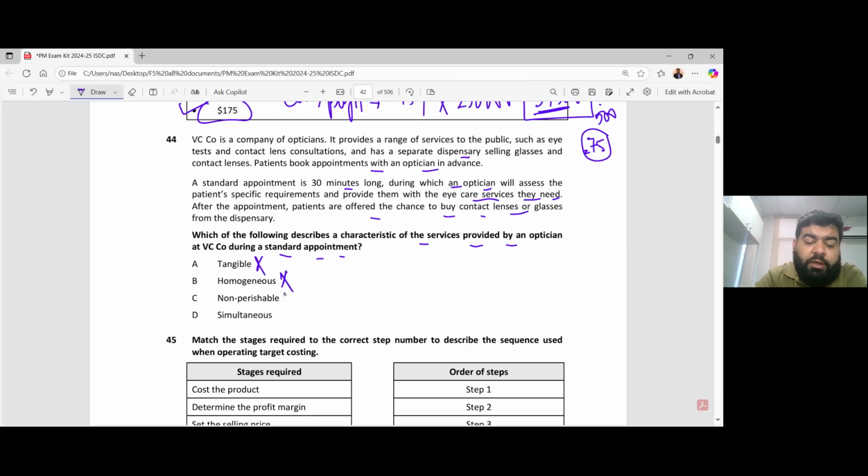Okay, non-perishable. They have written that it's non-perishable. No, non-perishable basically means it can be stored. It's right in the case of goods, not services.